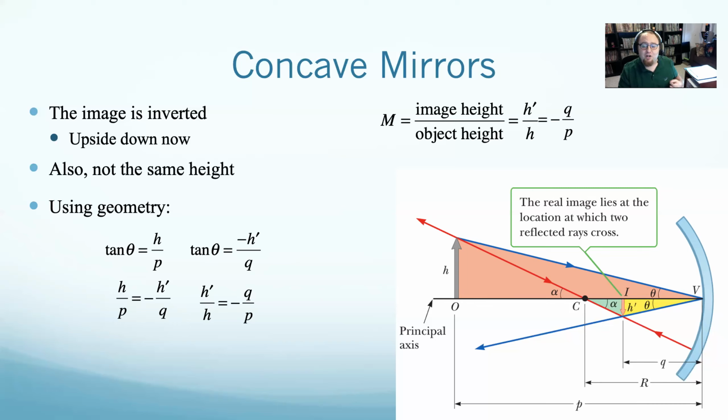Now, I mentioned this quickly before, but only for a second. Anytime you get a negative magnification, negative magnification doesn't mean bigger or smaller. Magnification bigger than 1, it's bigger. Magnification less than 1, it's smaller. What a negative magnification means is inverted. If you ever get a negative magnification, the image will be upside down.